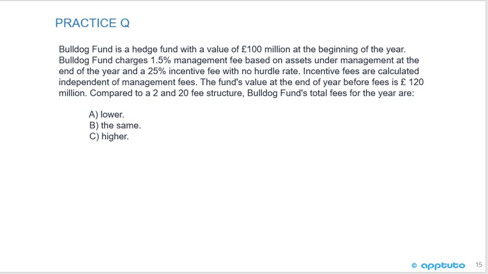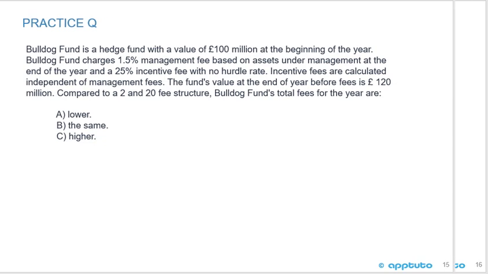Bulldog Fund is a hedge fund with a value of 100 million pounds at the beginning of the year. Bulldog Fund charges 1.5% management fee based on assets under management at the end of the year, and a 25% incentive fee with no hurdle rate. Incentive fees are calculated independent of management fees. The fund's value at the end of the year before fees is £120 million. Compared to a 2 and 20 fee structure, Bulldog's total fees for the year are A, lower, B, the same, or C, higher.